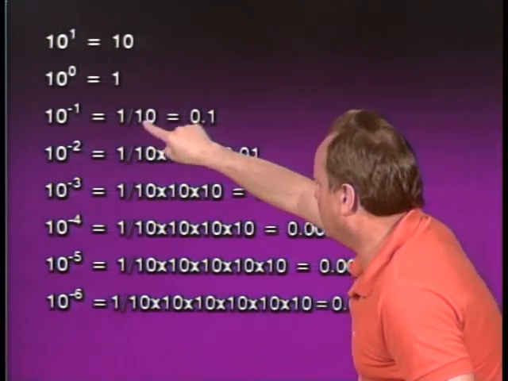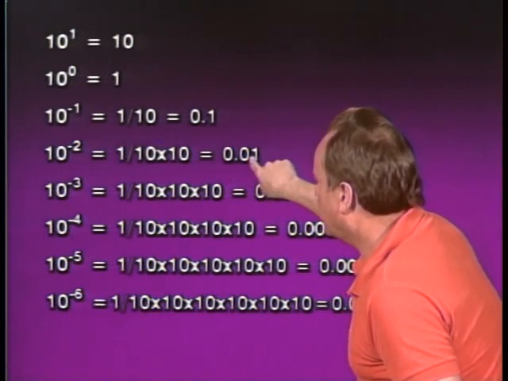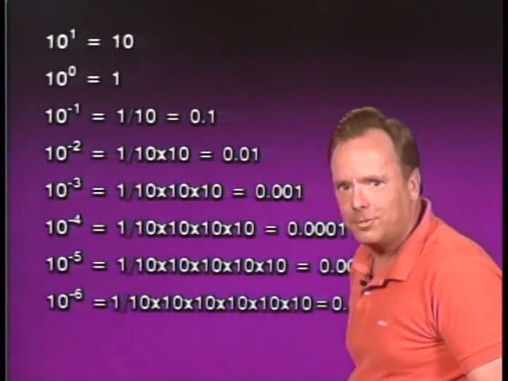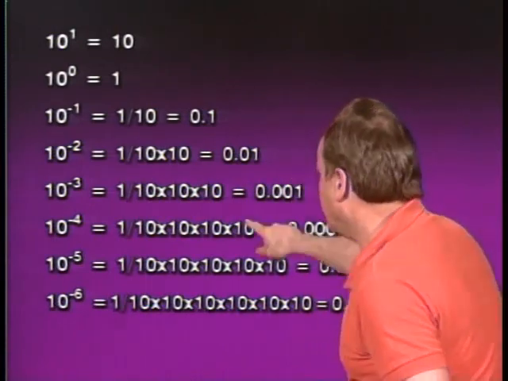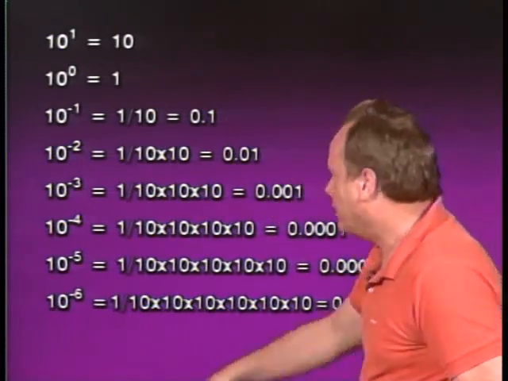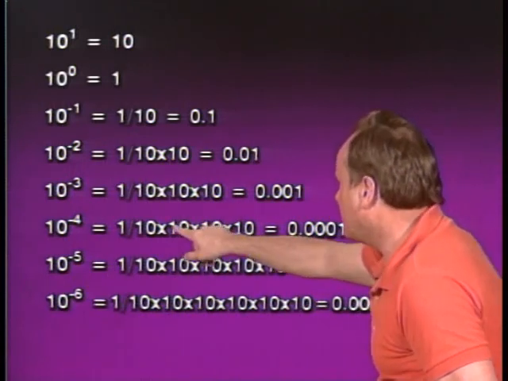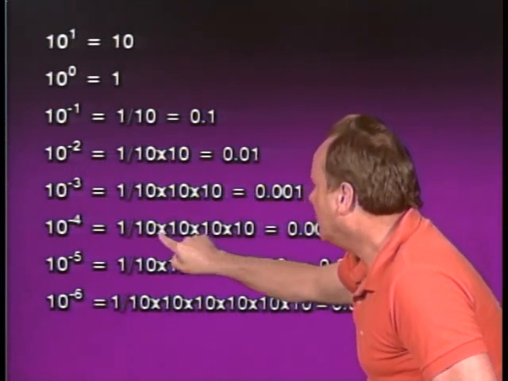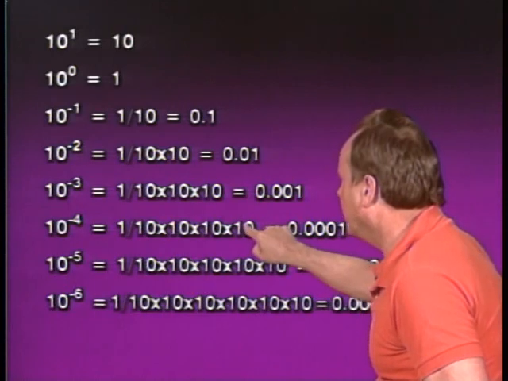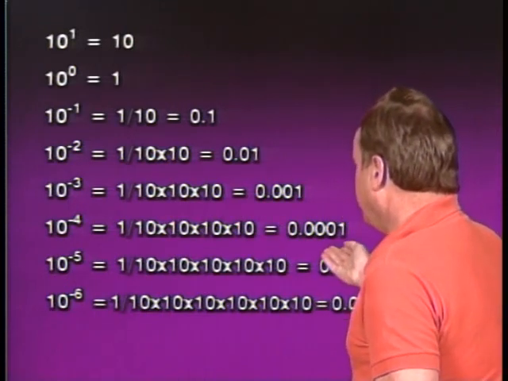First one after the decimal point, 10 to the minus 1. Second one after the decimal point, 10 to the minus 2. Third one after the decimal point, 10 to the minus 3, and that's 1/1,000th. 10 to the minus 4 is 1/10,000th, and the same thing is 1 divided by 10 times 10 times 10 times 10, that's 1/10,000th.